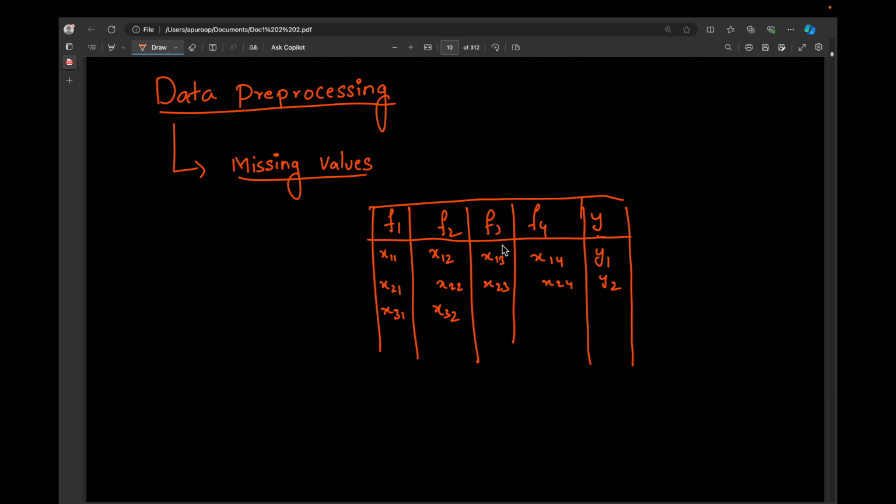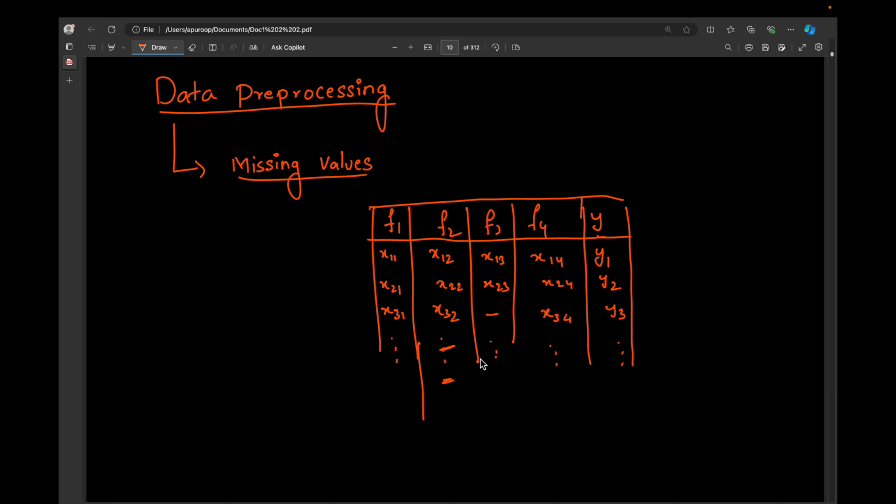And the corresponding output is y2, then x31, x32. Let's say you are not able to find some value for this particular feature 3. Maybe that might be due to many reasons, but due to some reason, you're not able to find the corresponding feature 3 value and you left it blank. And then you have feature 4 that you found, and the corresponding output is y3. Like that, let's say we have several data points, and in some data points, f3 has some missing values and also f2 has some missing, blank values.